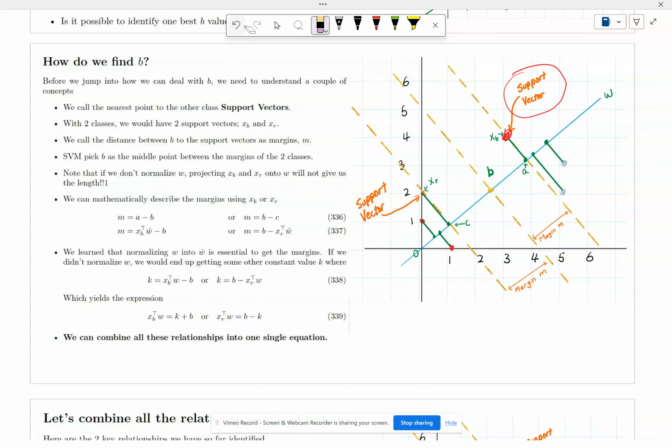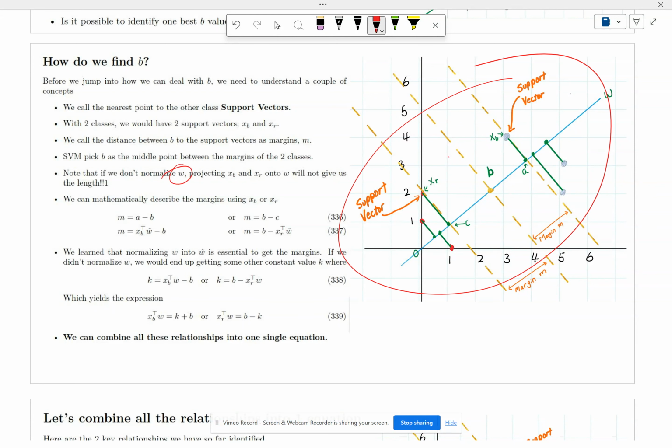XB and XR. So these two, XR and XB, are the support vectors. And we're going to call the distance between B and the support vectors the margin. So this is margin, M. Okay, so we know that for support vector machine, SVM, ideally we want to pick B exactly in the middle between the margins. Hopefully you follow to this point.